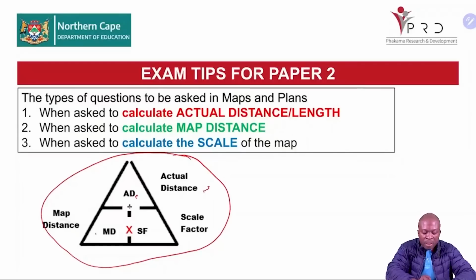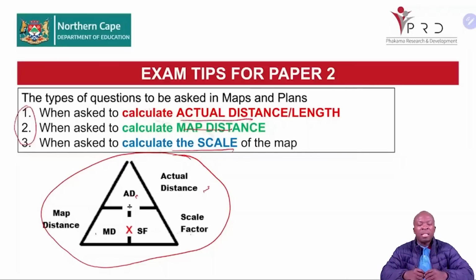Then I have MD, which is the map distance, and then SF is our scale factor. What it means is that the examiner can ask you any of these three questions. They can ask you to calculate the actual distance, the map distance, or calculate the scale in which a certain map is drawn. Then you are asking, how do we use it?